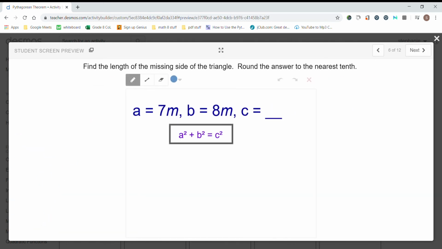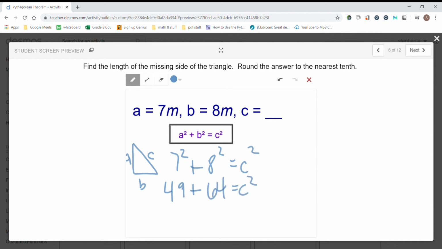Now this time I haven't given you a triangle. If you want to draw one, you can to help you out. Remember, this is A, B, and C. A, we said, was 7 squared. B is 8. C squared, because we don't know what that is. So 7 squared, 7 times 7, 49. 8 squared, 8 times 8, 64, equals C squared. So if I have 49 plus 64, it's going to equal 113. And then from there, I'm going to take the square root.